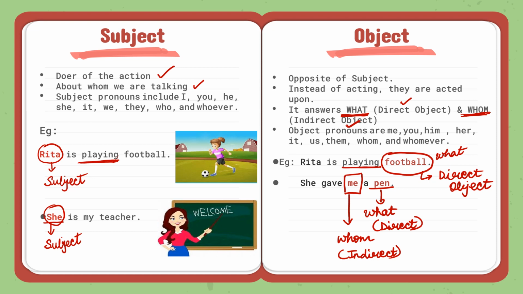And as I told you, we can have both direct and indirect objects in one sentence. One very important thing to note over here is that we can have only a noun or a pronoun as subject or object. We can only have either a noun or a pronoun in place of subject and object. We cannot have any other part of speech at the place of subject and object.